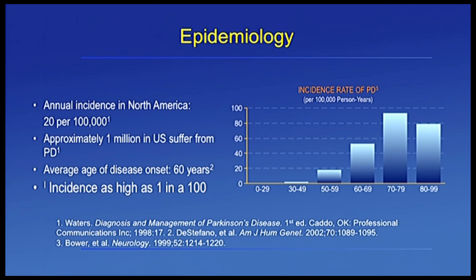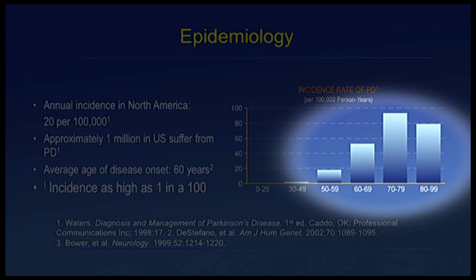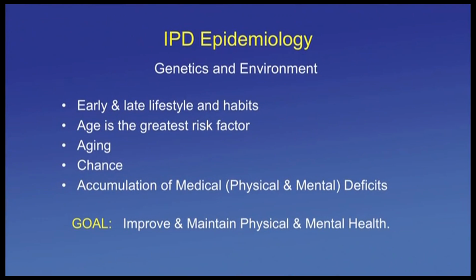The graph shows you the incidence. The vertical axis is the number of patients, how many per 100,000. The top is 100, and the horizontal bar is the age. And you can see it starts getting more common at 60 to 69 and 70 to 79, and it tapers off a little in the 80s. But in that later age group, it's 1 in 100. So the epidemiology, genetics and environment.